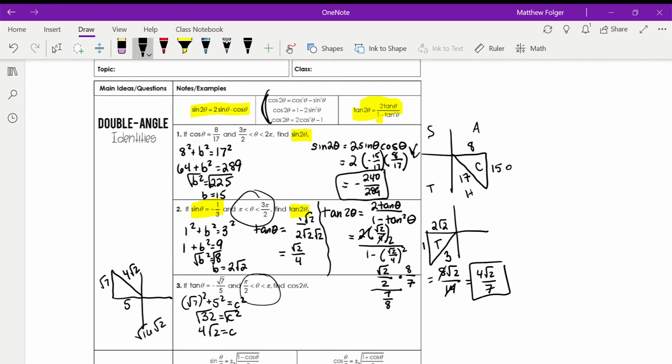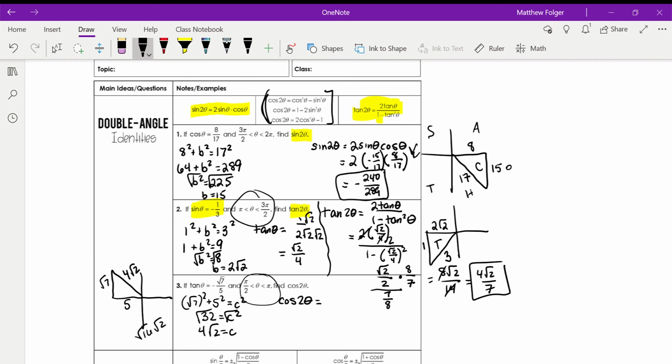All right. Now, we have cosine of 2 theta. We can choose any one of these. So we can do cosine 2 theta equals cosine squared theta minus sine squared theta. We could do 1 minus 2 sine squared theta or 2 cos squared theta minus 1. Any of those will give you the same answer in the end.